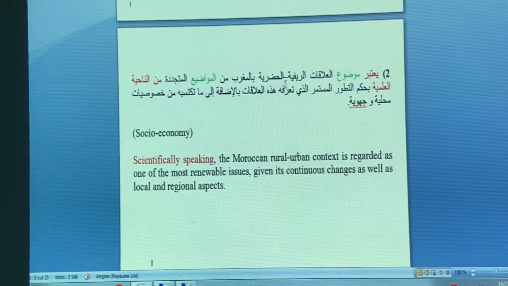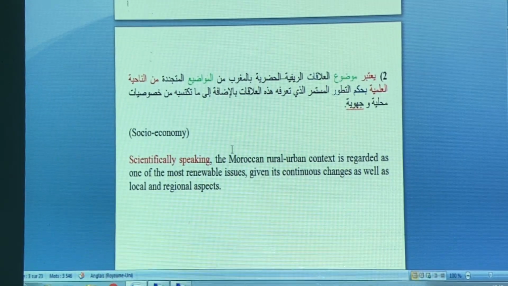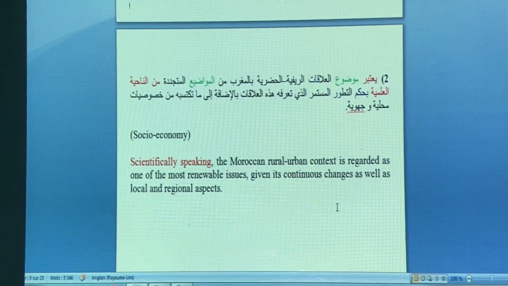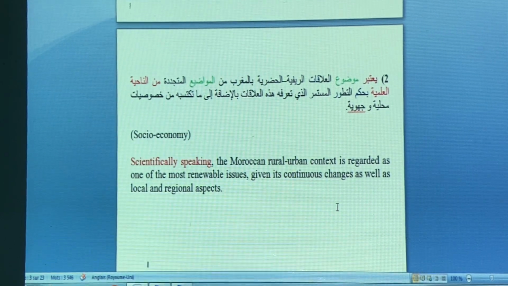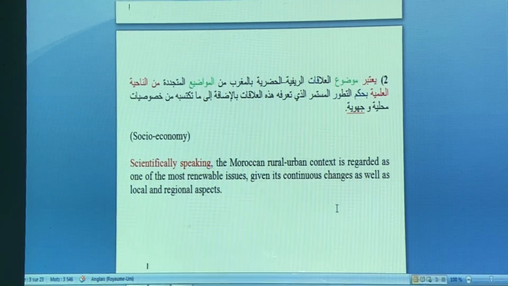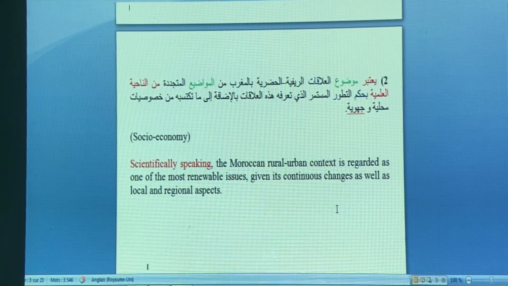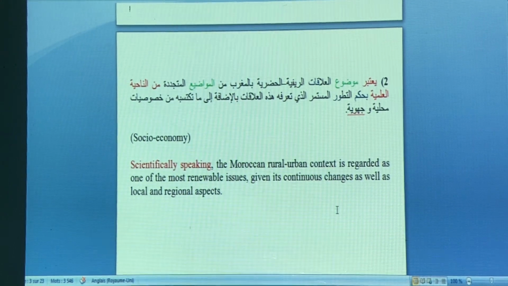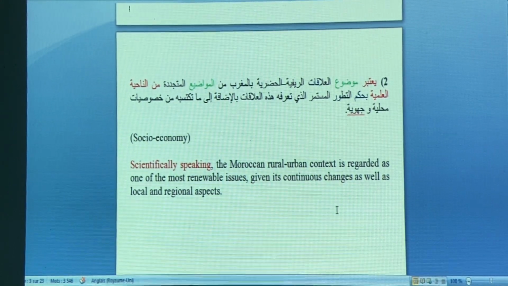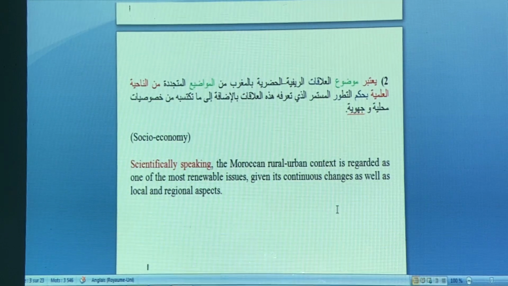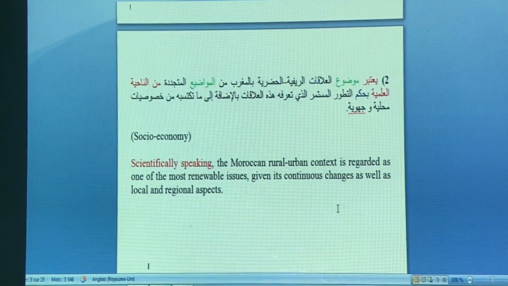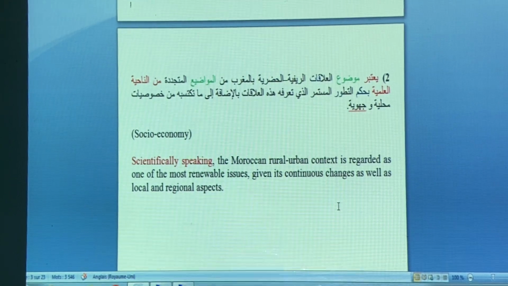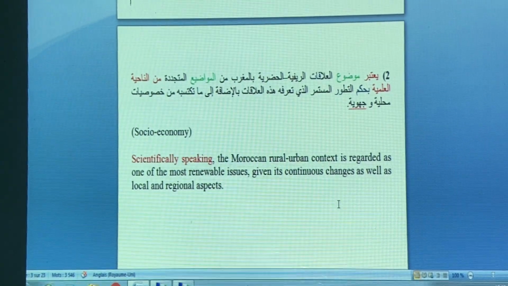العلاقات الريفية الحضرية بالمغرب. We can say the Moroccan rural urban context is regarded as one of the most renewable issues. We don't need to say the topic is one of the issues. It's going to be awkward in English. So we just say the Moroccan rural urban context is regarded as one of the most renewable issues, given its continuous changes as well as local and regional aspects.